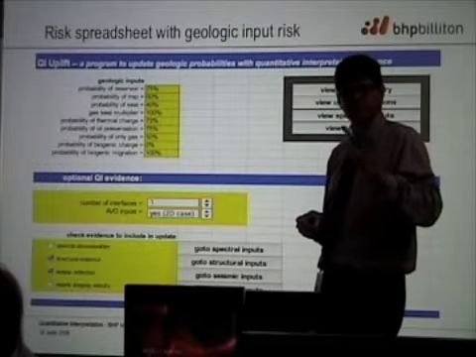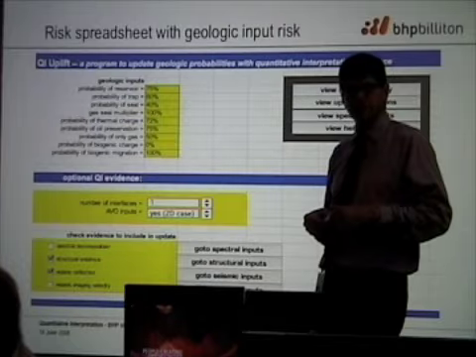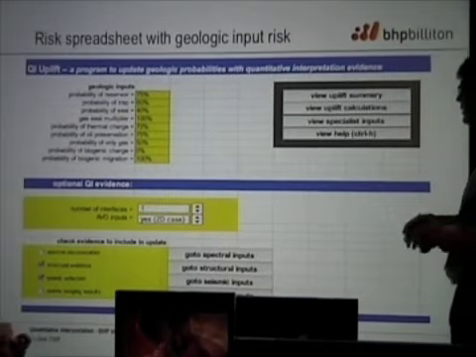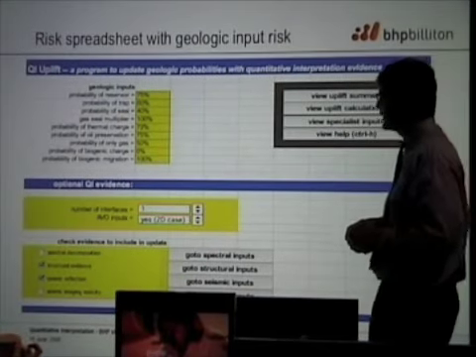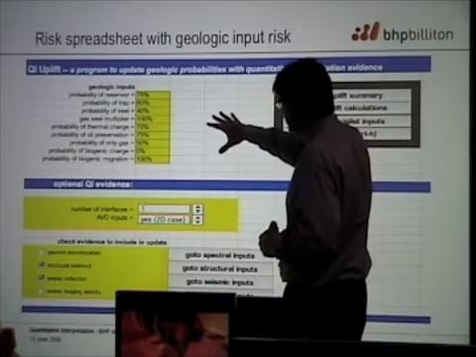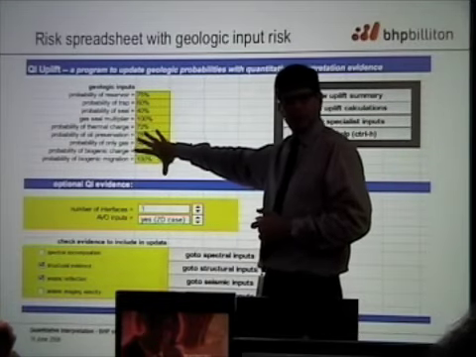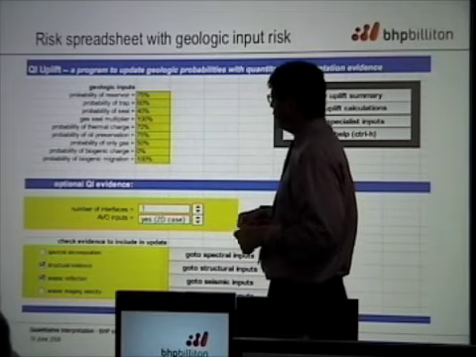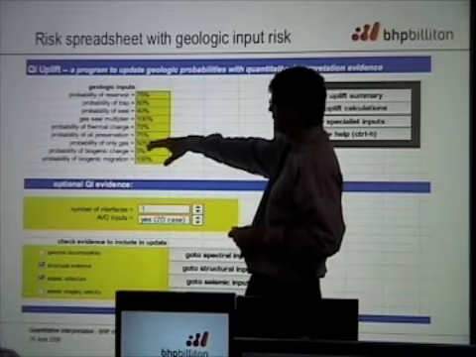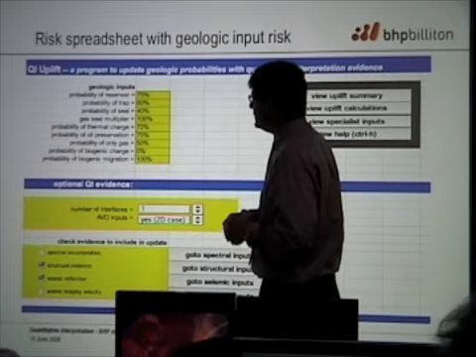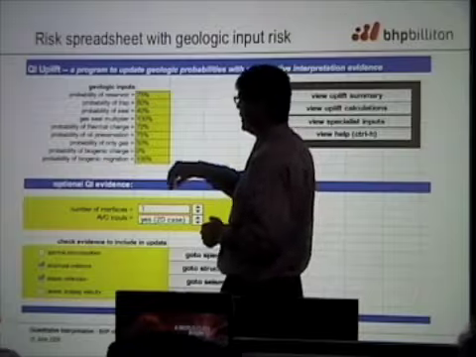If it's five minutes, it's probably a good time to switch. This is our risking spreadsheet, and I'm going to go through each of its parts. The first part is the geologic inputs. You'll see that they're divided according to the common risk elements.